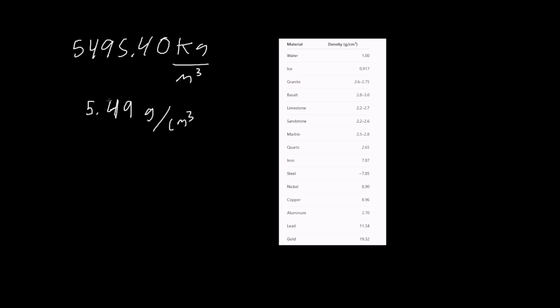So now the question is asking us to compare the density of the Earth to these values. This is grams per centimeter cubed, approximately water. Ice is a little less dense, not by much actually. I thought it would be a little more. But granite, here's the granite, 2.6, 2.7. So let's just say about twice as much as the granite. And the basalt, limestone, sandstone, marble, quartz, iron, steel, nickel, copper, aluminum, lead, and gold. So here are the average densities to compare.